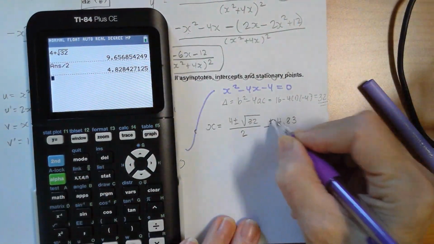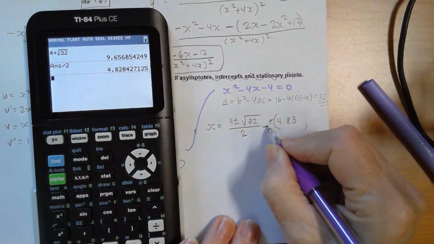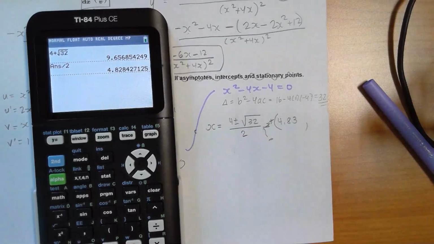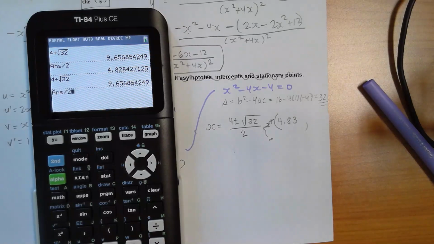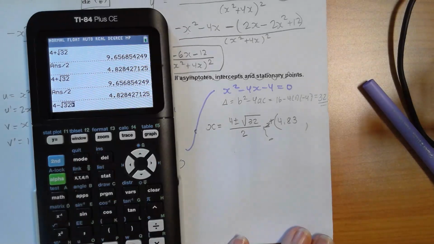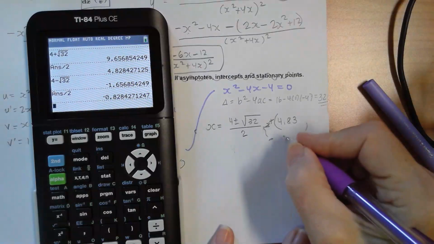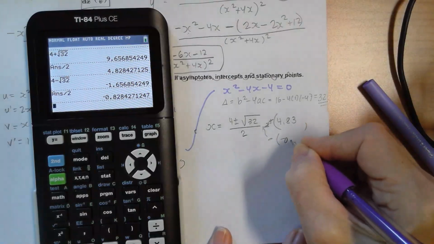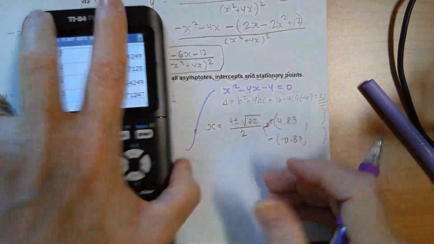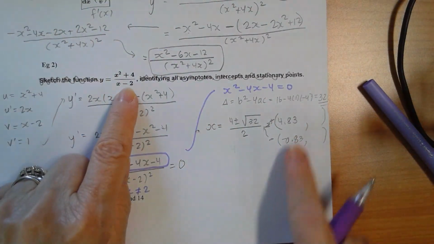And when I do the other one, it's the plus 1 and the minus 1. Like if I use the plus, I get that. If I use the minus, I get 4 minus square root of 32 divided by 2. Sorry, I get negative. So that just gives me the x coordinates, and I have to plug those back in to the original equation all the way up here to get the y values.